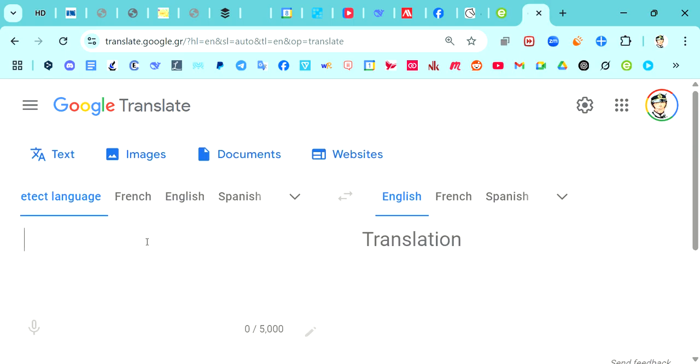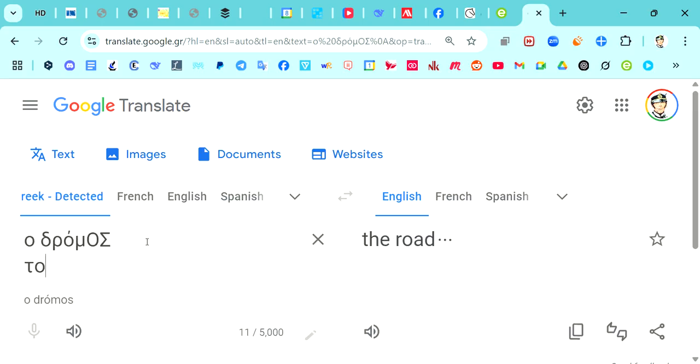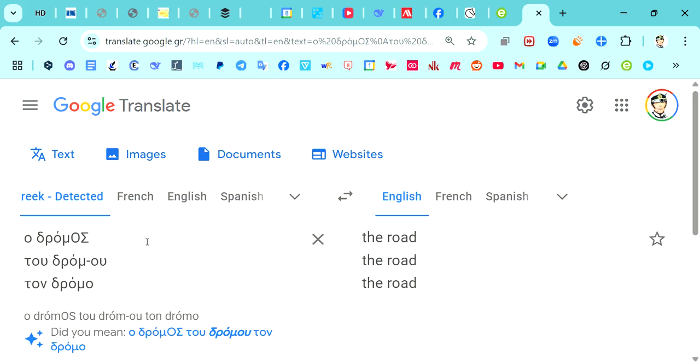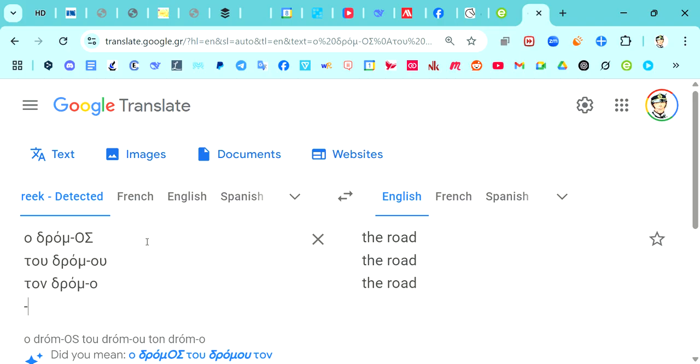So, if I have ο δρόμος, I have one ending for the nominative, another one for the genitive, then I have another ending. Let me separate it with a dash so it is clear what I'm talking about, right? Okay. For the accusative, τον δρόμο, and finally my vocative will be δρόμε. So four different endings.